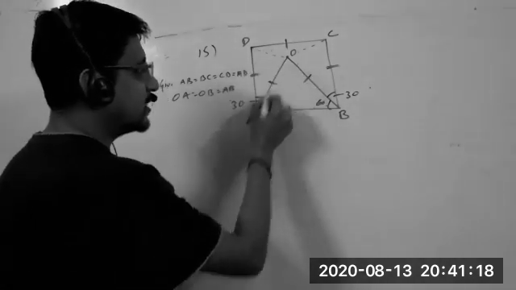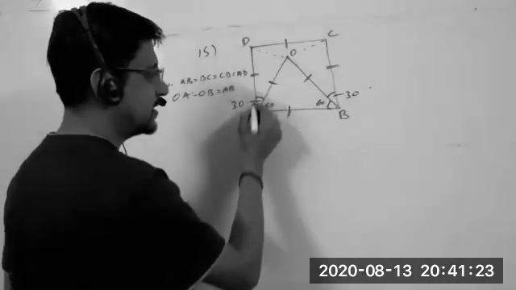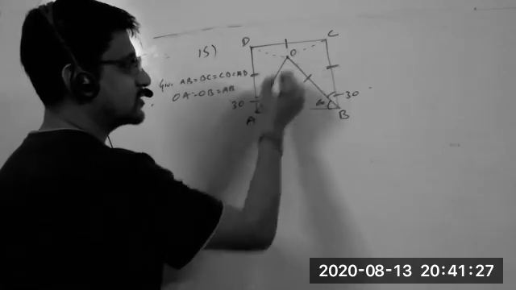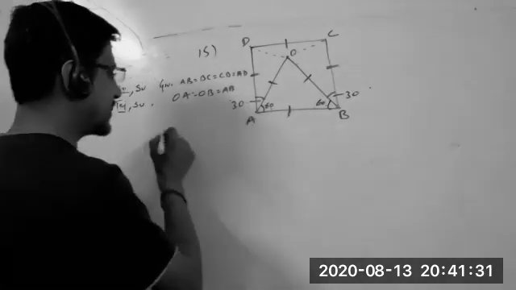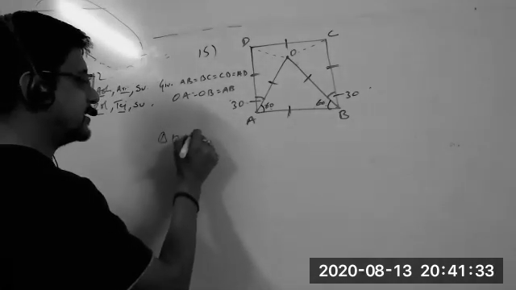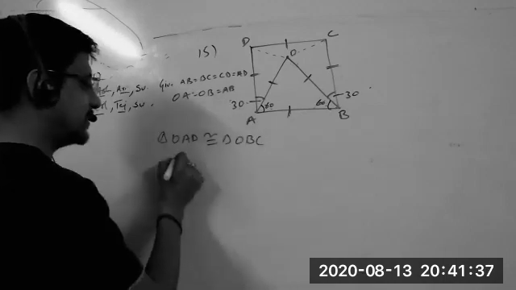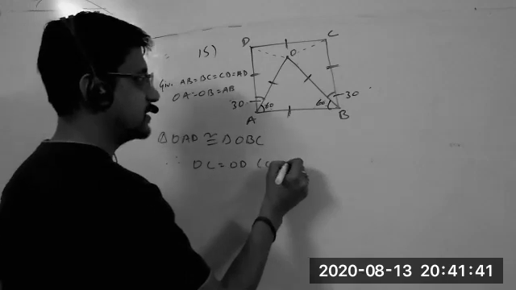Now in triangle OAD and triangle OBC, this angle is equal to this angle, this side is equal to this side, and this side is equal to this side. Therefore, triangle OAD is congruent to triangle OBC. Therefore, OC is equal to OD by CPCT.